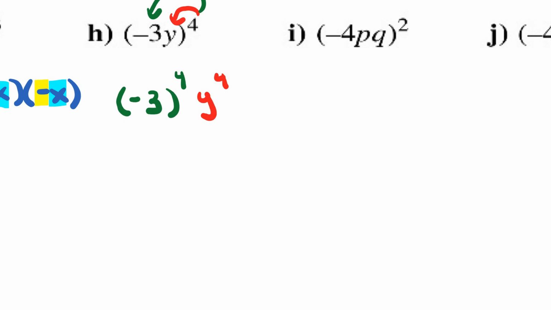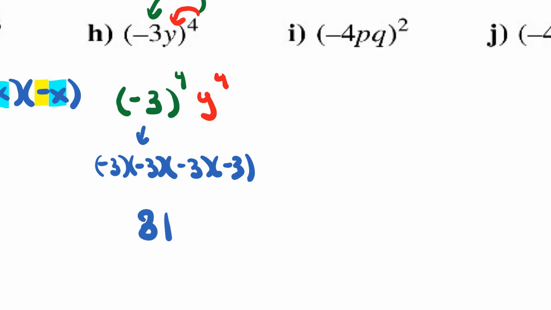So negative 3 to the power of 4, if you think about this, this is really negative 3 times negative 3 times negative 3 times negative 3. So the final answer will be positive there, and 3 times 3 times 3 times 3, or 3 to the power of 4 in general, is going to be 81. And then you have just a y to the power of 4, which is tagging along there. Okay, so 3 times 3 is 9, 9 times 3 is 27, and 27 times 3 is 81. And the final answer will be positive because there are an even number of negative signs.